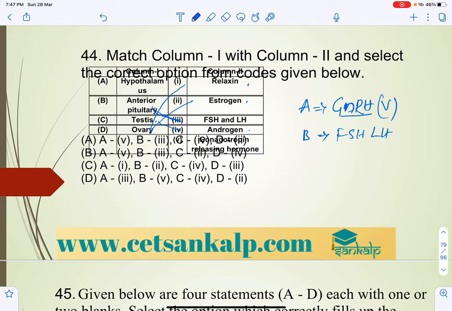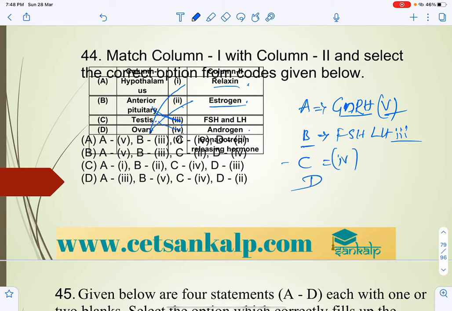So answer for that is ovary, which produces estrogen and relaxin. So D, we can select 2 and 3. So answer for that is A4, and then B3, A5, B3 and C, testis, that is androgen. So 1, 2, 3, 4. Alright, so this is 4, C4.